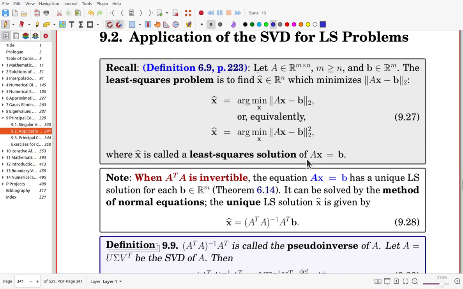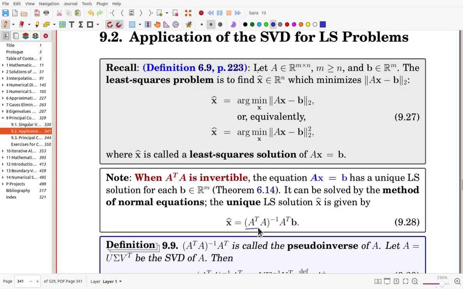When A transpose A is invertible, then the linear system has a unique least squares solution for every choice of B in Rm. It can be solved by the method of normal equations. The unique least squares solution x hat is given by this equation. X hat is A transpose A inverse A transpose B.